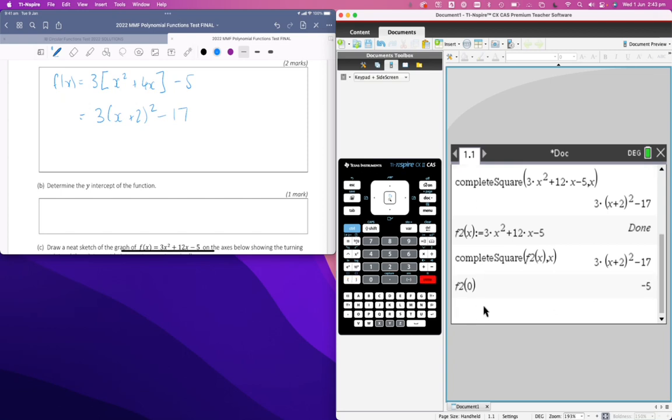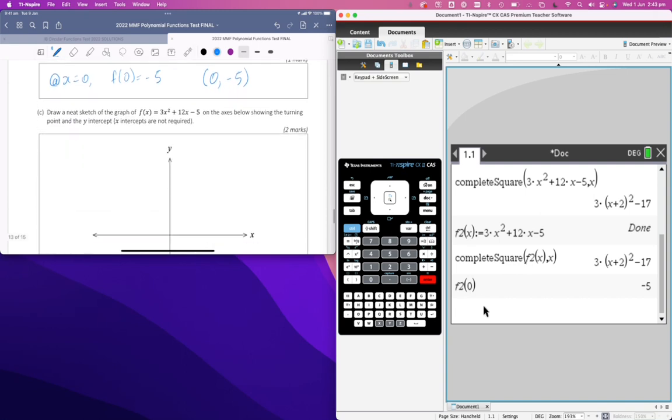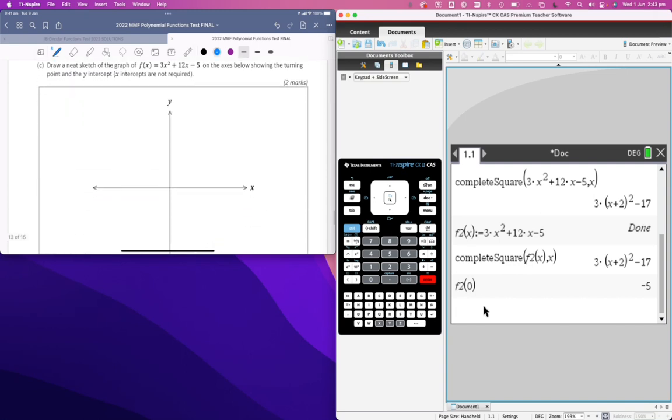So in part B, it's only worth 1 mark. So I could probably just get away with writing the answer, to be honest. But I can go at x equals 0, f of 0 is equal to minus 5. And then, just in case they decide to take marks off for it, I would be writing (0, minus 5) as the y-intercept. And then part C, this is where it can be a little bit more useful for me.